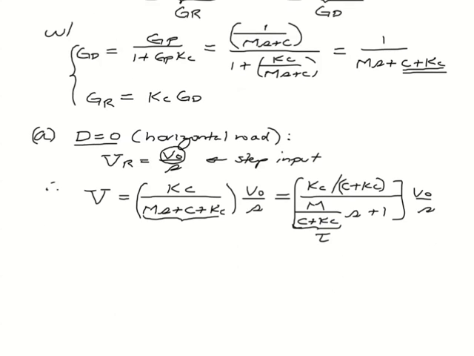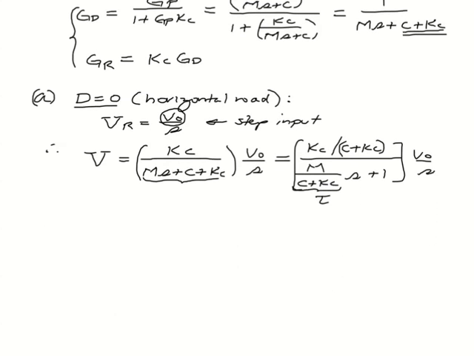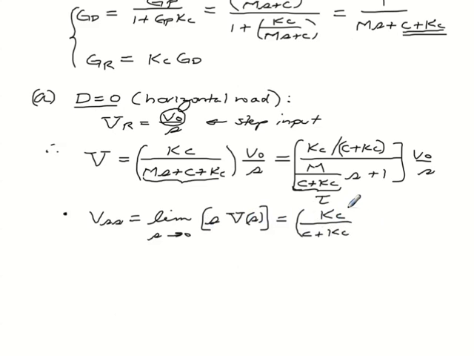So the two things we want to check out is what ends up being the steady state speed moving along this horizontal road. So the steady state speed Vss from the final value theorem is the limit as s goes to 0 of s times V(s). So the s here cancels out the s in the denominator, and we end up simply getting Kc divided by C plus Kc times V0.